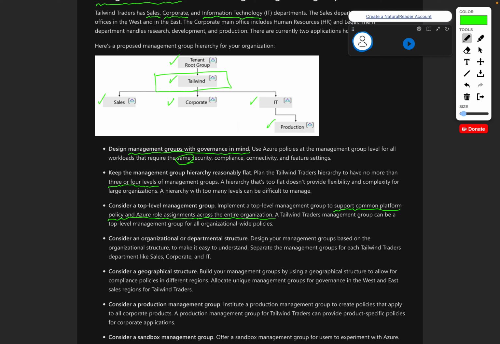So for design of the management groups, it is suggesting to keep the design based on the organizational structure. And the benefit to that would be that it is easy to understand, of course, because the structure of the organization is something that already exists. So we're not inventing anything new within Azure. And I can really understand this.